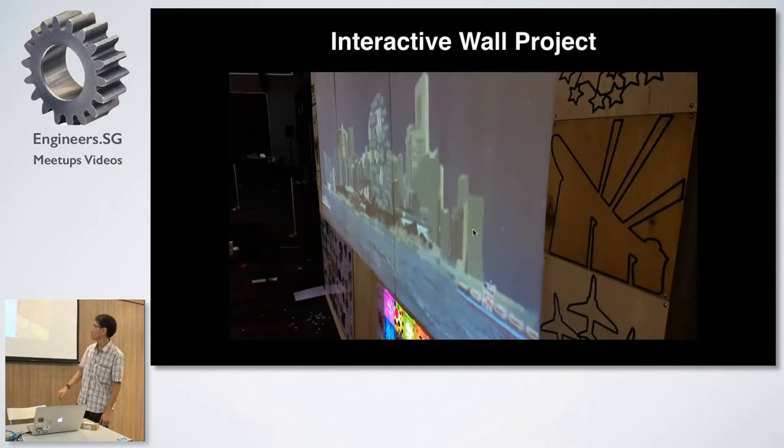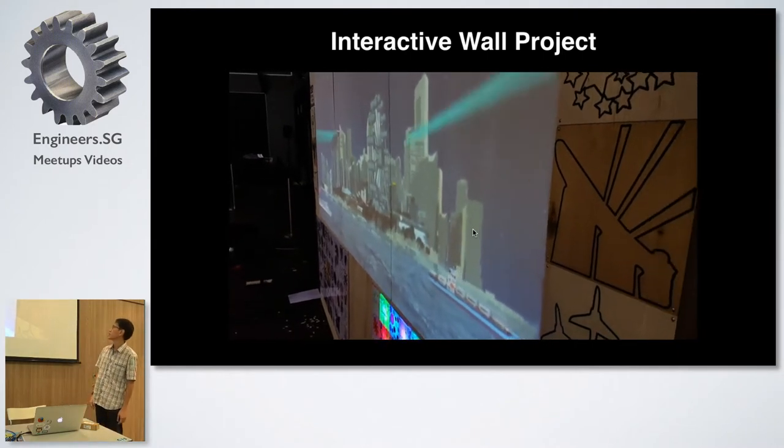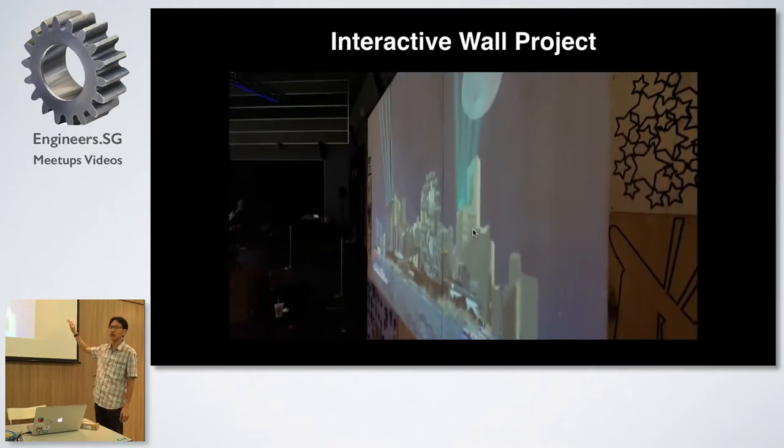This is the second one. So this is a button. What I use here is conductive ink. And you just touch it and you can get a light show as well.